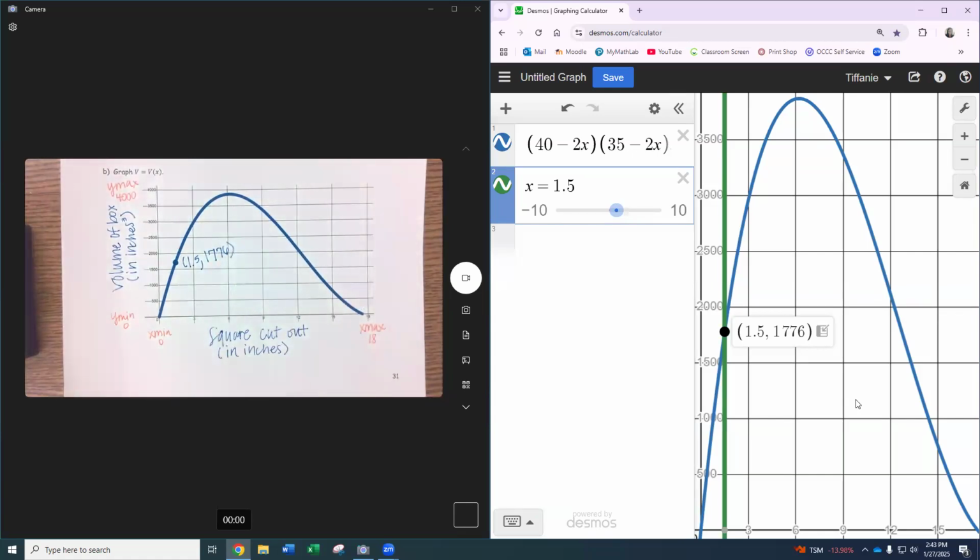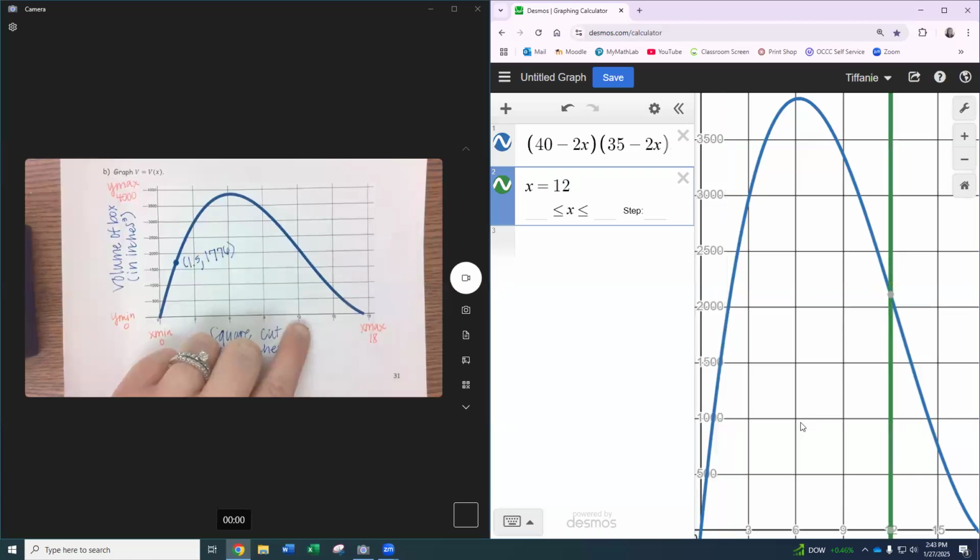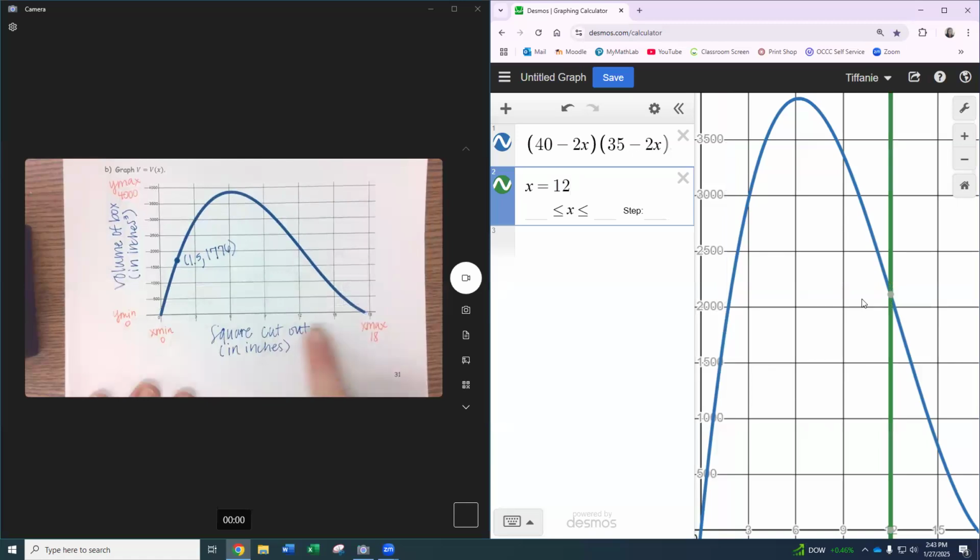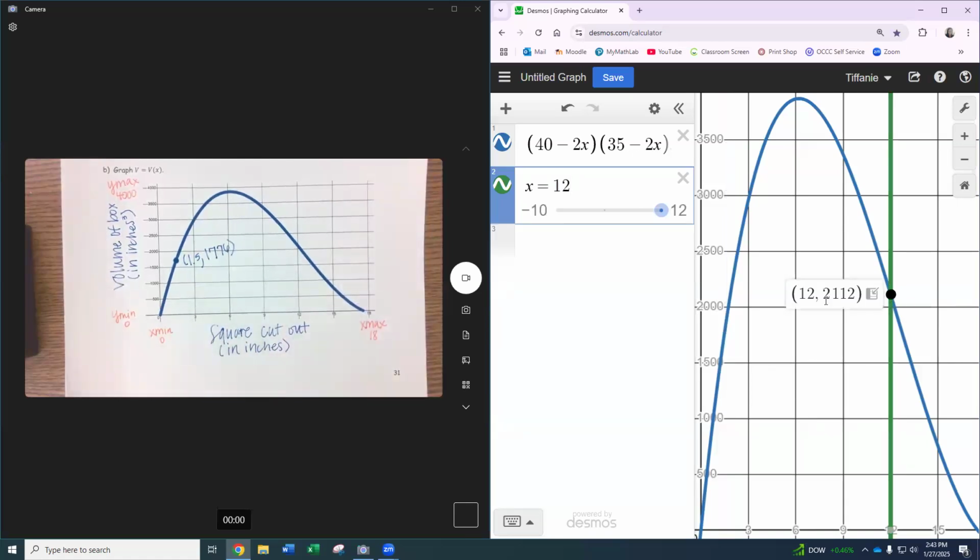So you can do that for any number. If it wants to know what's the volume going to be if you cut out 12-inch squares, that's going to be x equals 12 because we're cutting out 12-inch squares. That's what my x-axis is representing. And so that would then have a volume of 2,112.